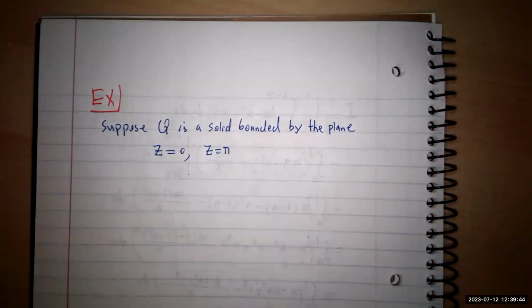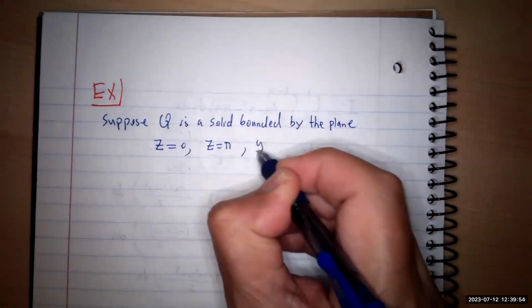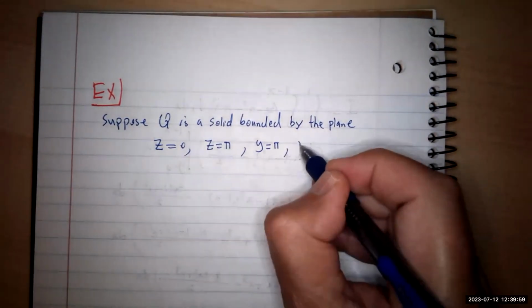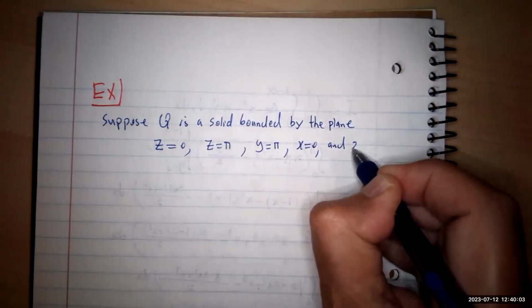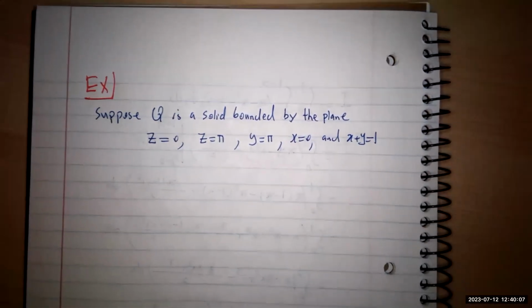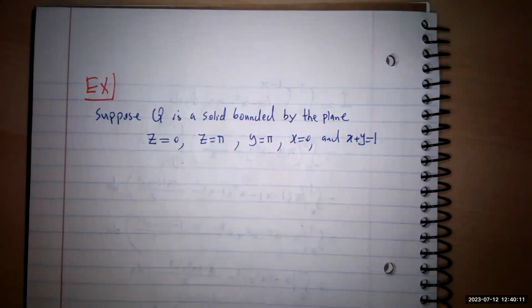You see, this is straightforward because you have to find the limit of integration for the z. You have two numbers for the z, so your z is going to be between 0 and pi. Then they give you y is equal to pi, and then they give you x equal to 0 and the line x plus y equal to 1. Okay, it's an easy domain because z is between 0 and pi.